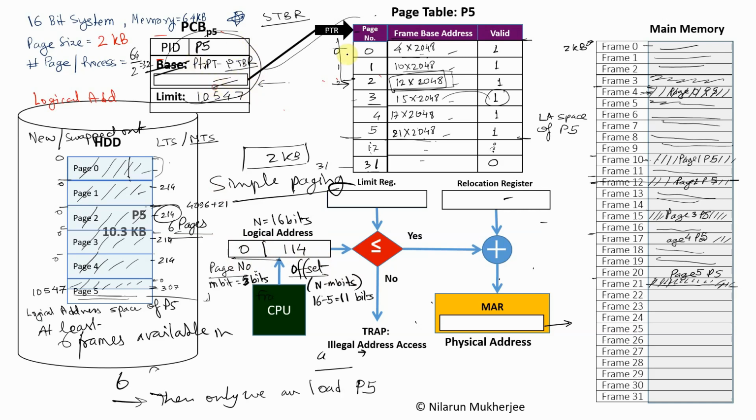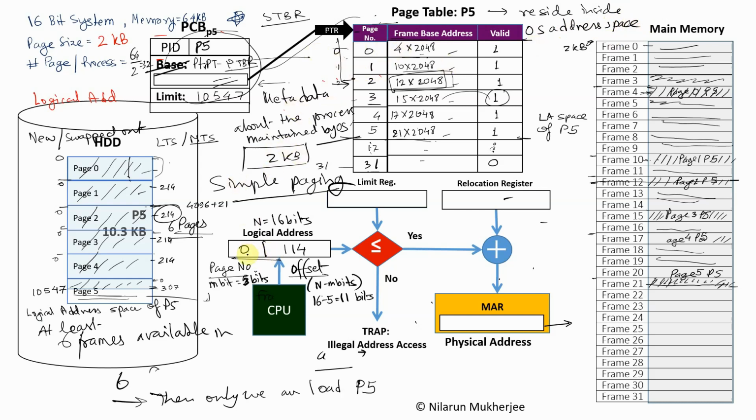Again, using the PCB, OS will go to the page table which is maintained by the OS. This page table, PCB, everything is a property of the OS itself, not of the process. These are the metadata about the process. So they are maintained by the OS. So they reside inside the OS address space.